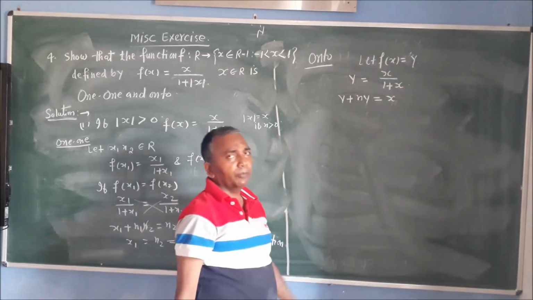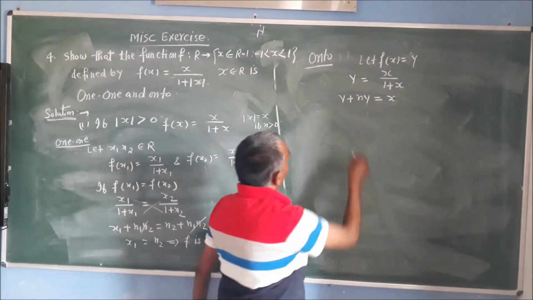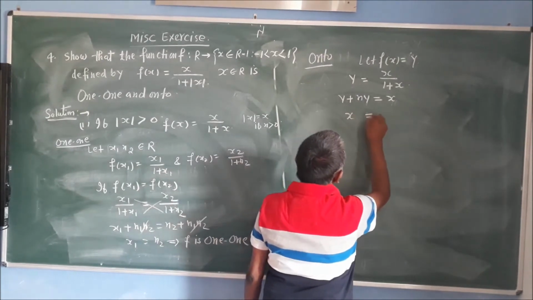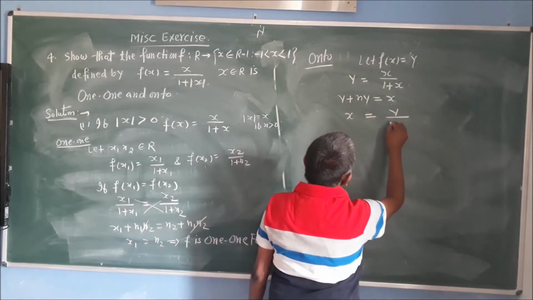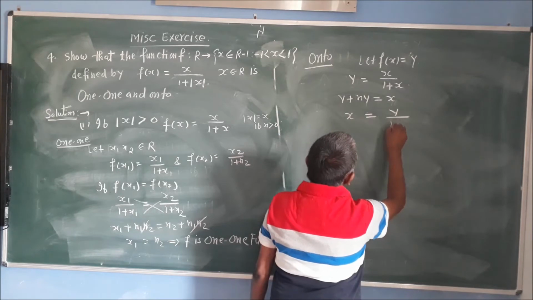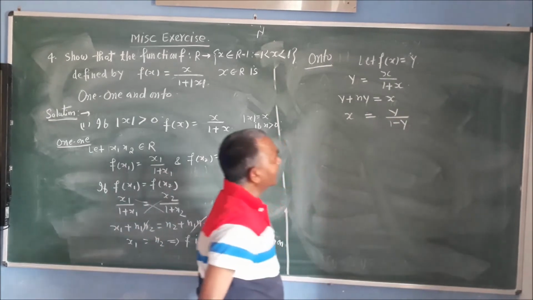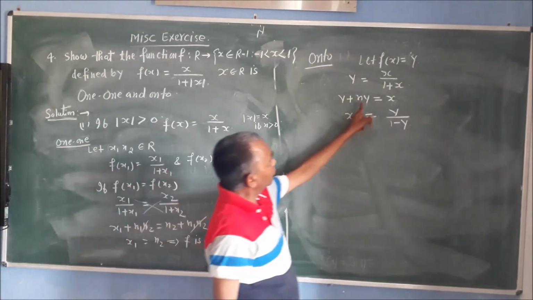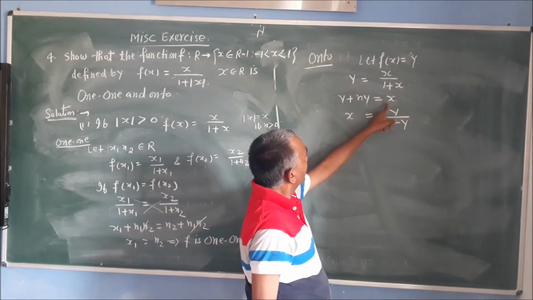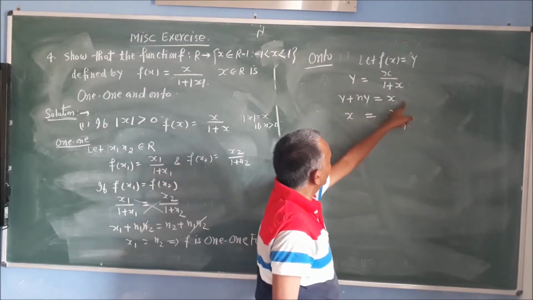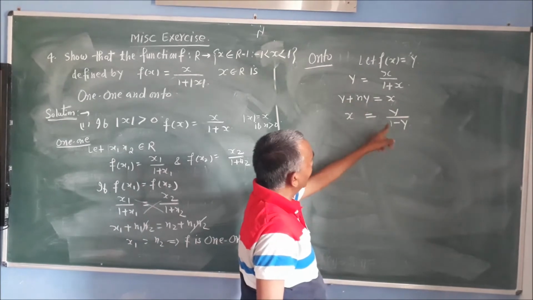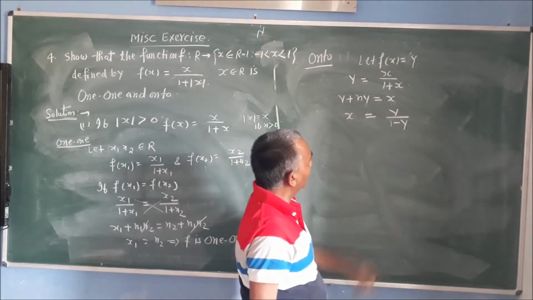From here we have to calculate the value of x. So x is equal to what? x is equal to y upon 1 minus y. Take this to the other side, x will be common, this remains y, minus 1 minus y, and bring it here, it will divide, so x will be equal to y upon 1 minus y.